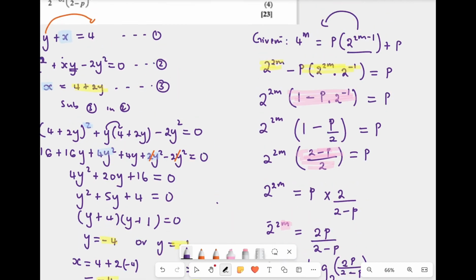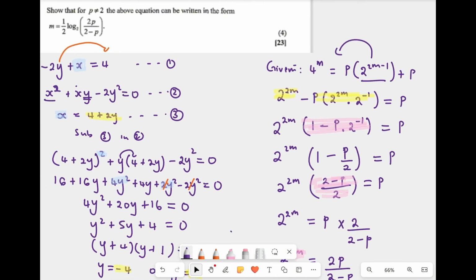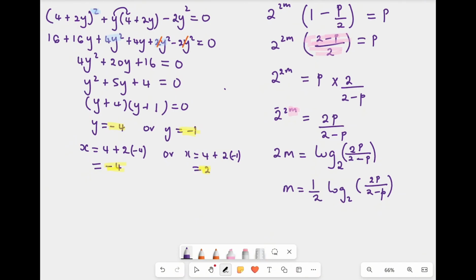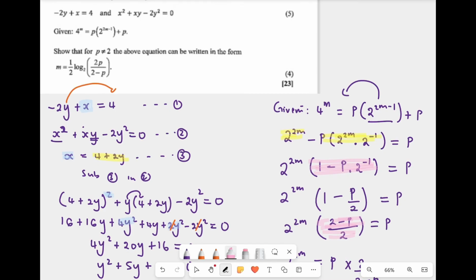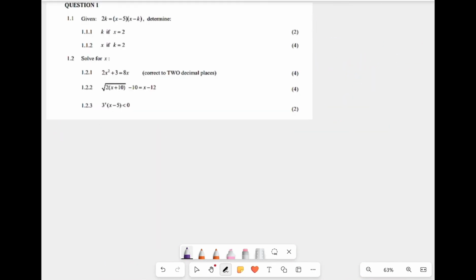And then I have proved what was required to prove. So yes, our m is equal to 1 over 2 log base 2 of a number, which is 2p over 2 minus p. And then we are done with this paper. So I am moving to the next one. In this video, I will go through only 3 papers, and then maybe I will make another video for another 3 papers again. And then I will move into 1.1.